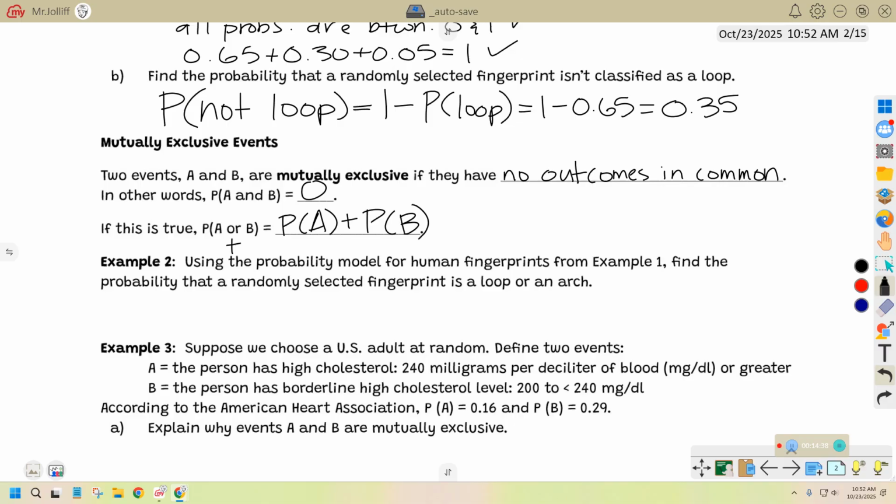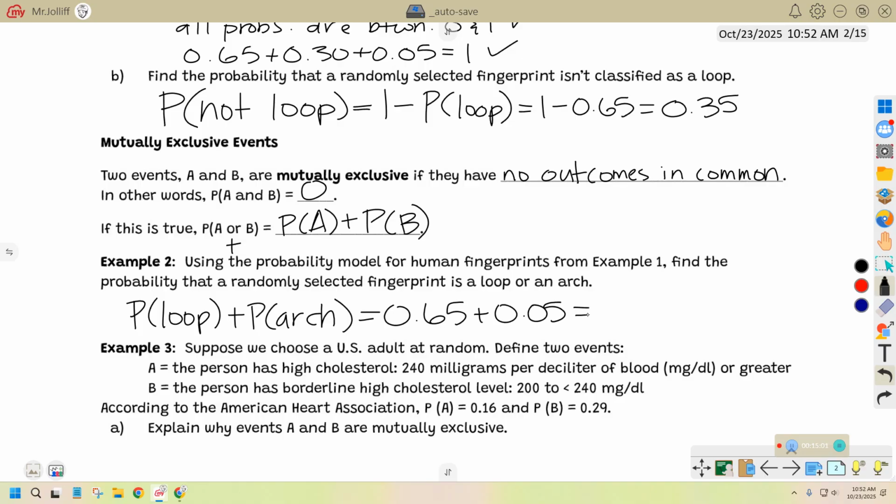Gabe P., how did you calculate the probability that you got a loop or an arch? So you did P loop plus P arch. So 0.65 and 0.05. 0.7. Can I get a thumbs up if you agree with Gabe? Very good. Loop or arch just means loop plus arch because there's no overlap. They are mutually exclusive. Very good.